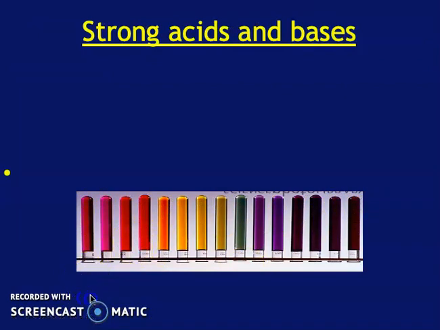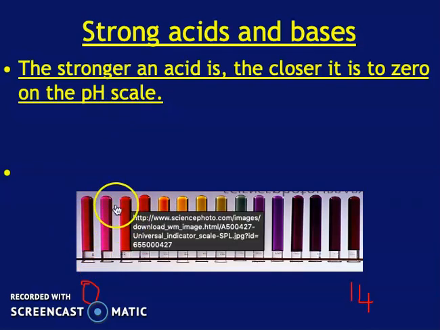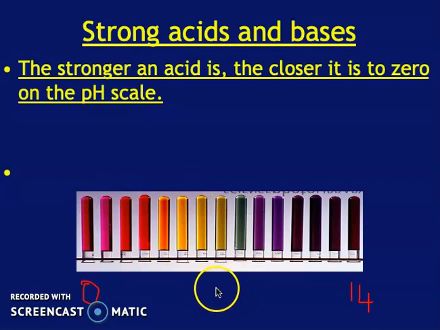So down here is going to be pH 0 and up here is going to be pH 14, and as you can see there's a range of colors that you have to have an idea of in terms of strength. So the first rule is the stronger an acid is, the closer it is to 0. So these are the really strong acids down here, the reds and the oranges. The yellows are weak acids.